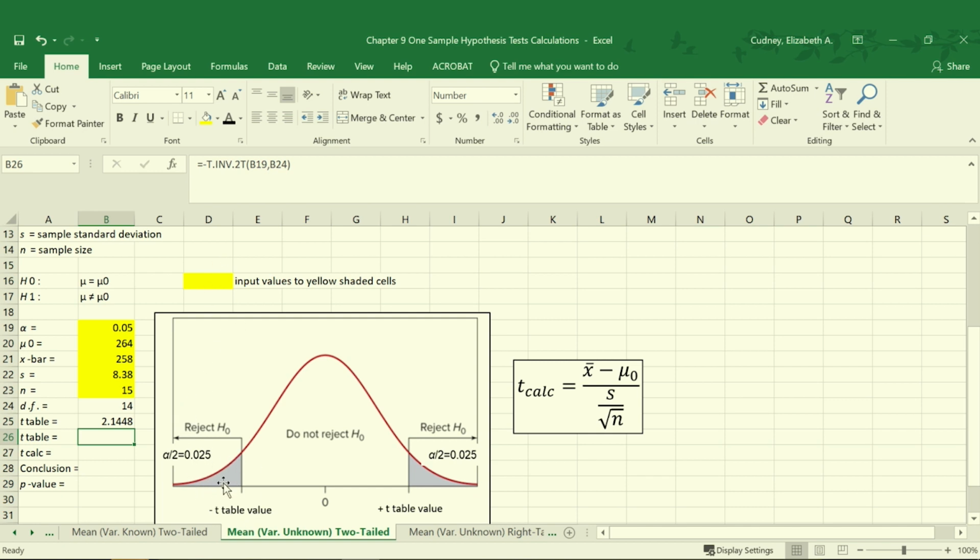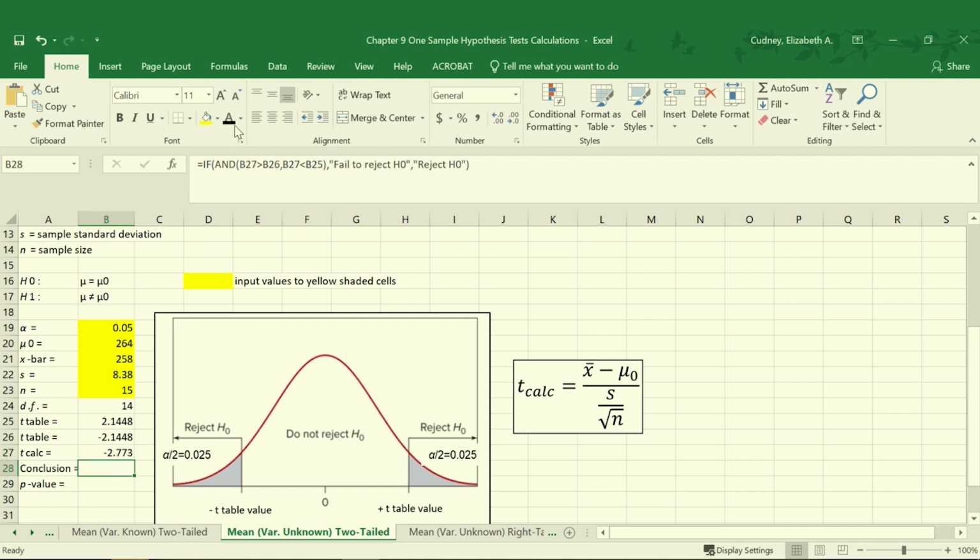For the left-hand side of our distribution, we're going to use the same calculation, but now it's negative to get the left-hand side. Our t calculation will be our x bar value from cell B21 minus our mu naught from cell B20, divided by our sample standard deviation from cell B22 divided by the square root of our sample size from cell B23. That gives us a value of negative 2.773.